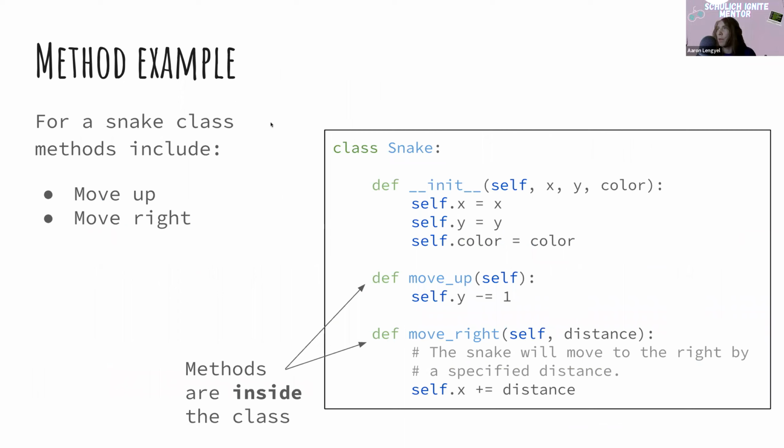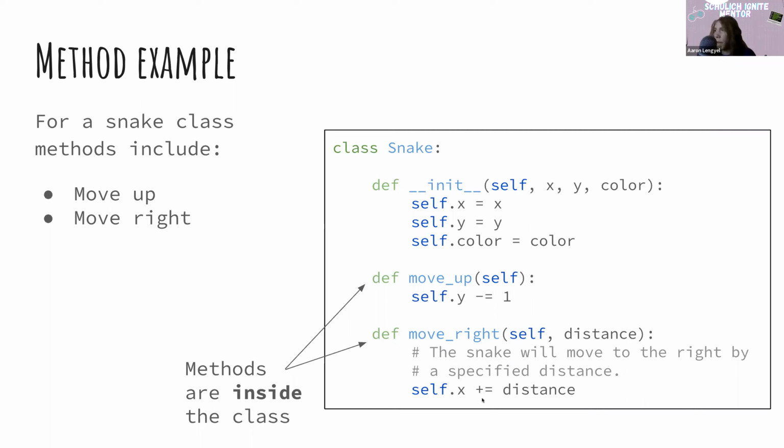So here's a method example. This is going to be a snake, right? And then we're going to have methods inside of this class, and we're going to have this initialize our constructor, right? We initialize it, give it an X position, a Y position, and a color, and we want to move it up. And then all we're going to do is take this self.y and subtract, because if you remember, a negative y is upwards in our window.